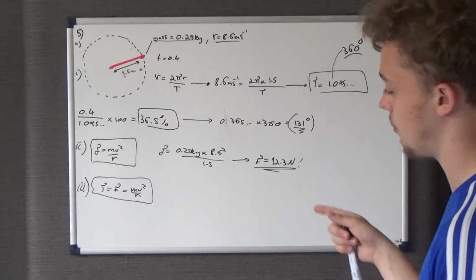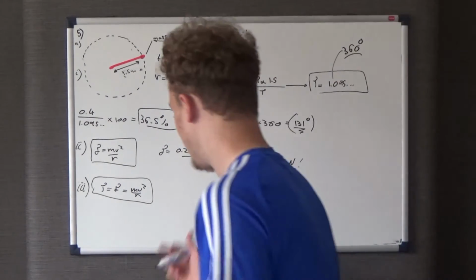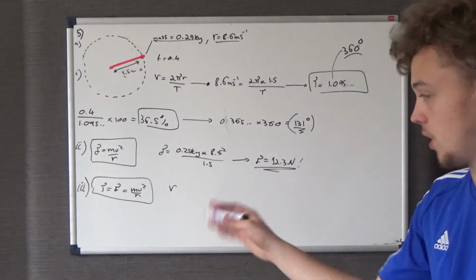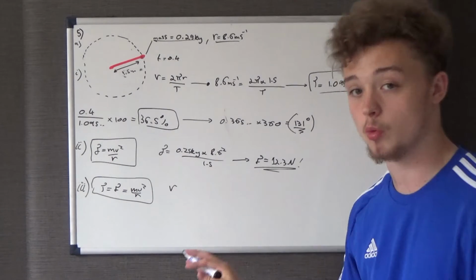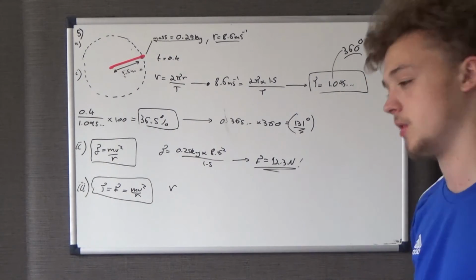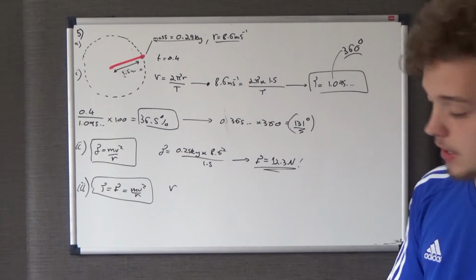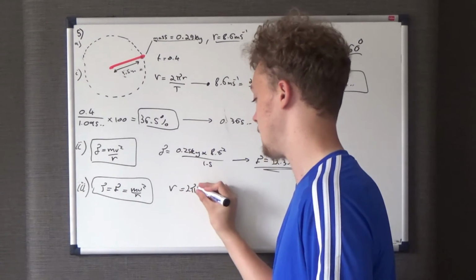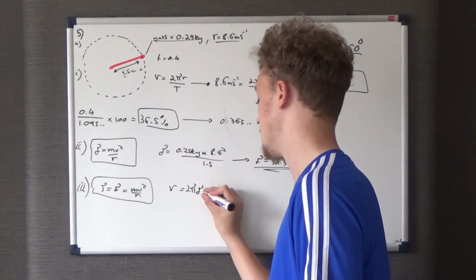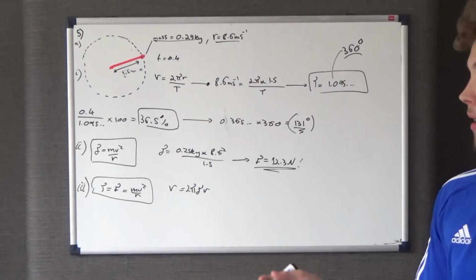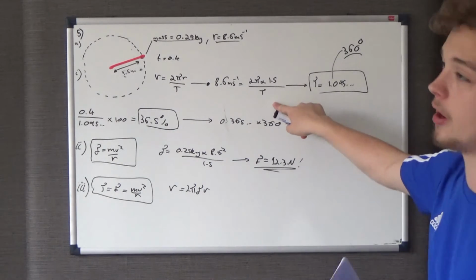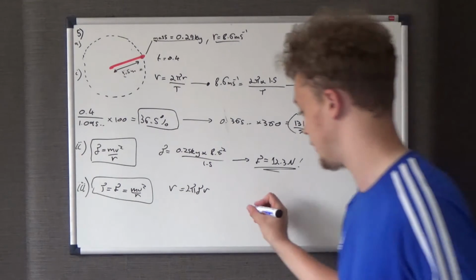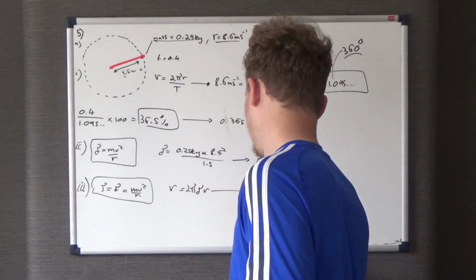Well, you've got the velocity equation, because with this first bit of information, the only thing we can work out is the velocity. The only thing we can use the velocity for is that it's equal to 2 pi times the frequency times r. Or you could just work out the time period like we did here, and then do 1 over that. But this is just a cheap, easy way of doing it.